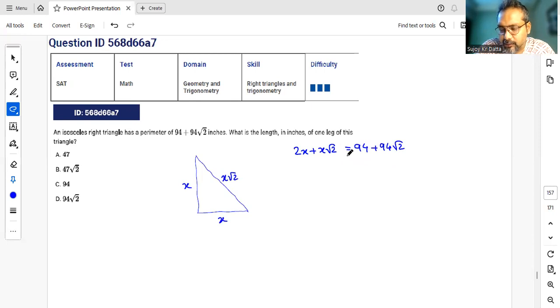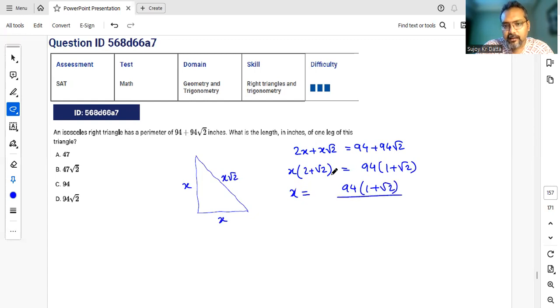Now we need to somehow factor in and get the value of x, right? So take out x and you have 2 plus root 2. 94 goes common. That's 1 plus root 2. And hence x becomes 94 times 1 plus root 2, divided by 2 plus root 2. You can take out a root 2 common and write it again as root 2 plus 1, right? So that this cancels out.